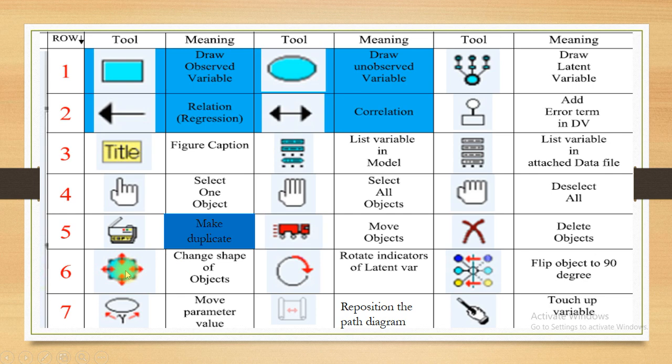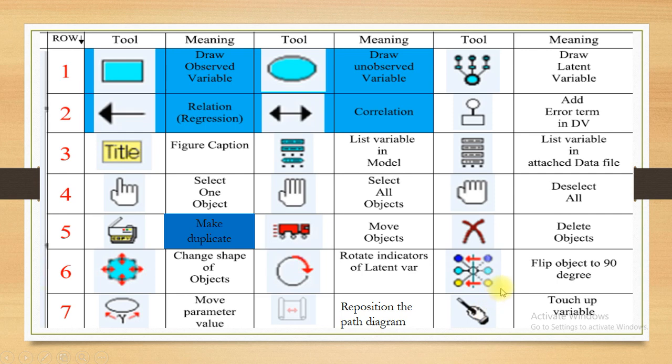Then we have the shape or change shape. This one is used to resize the shape, change the size, you can make it larger, you can make it bigger, can make it smaller, depending on what you want to do. Then the next one is used to rotate indicators of the latent variable. So we'll be taking these one after the other in the real software so that you can have a feel of the practicality of it and how it is used in the software.